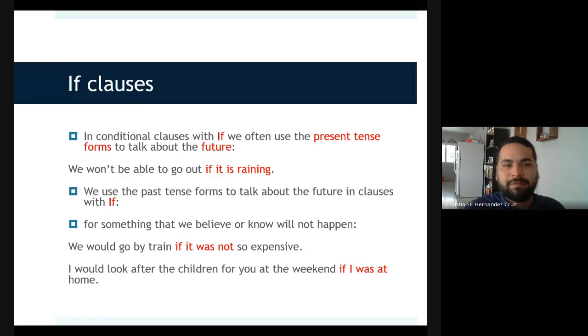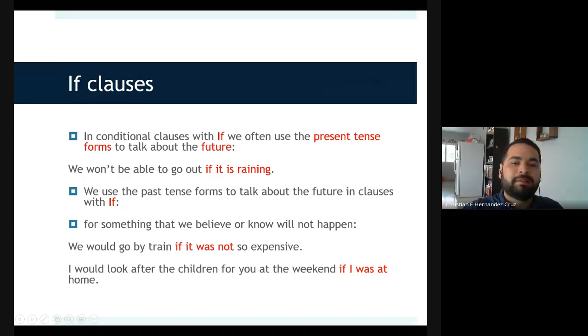If clauses, these are conditional clauses. In conditional clauses with if, we often use the present tense forms to talk about the future. We won't be able to go out if it is raining. That means that if it's not raining, then we will be able to go out.